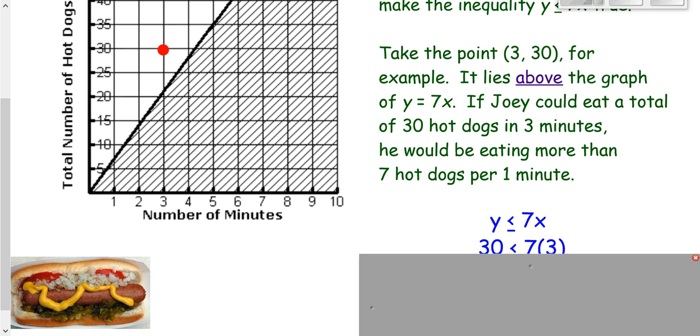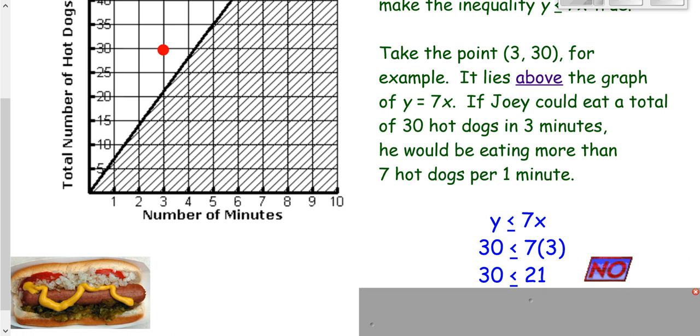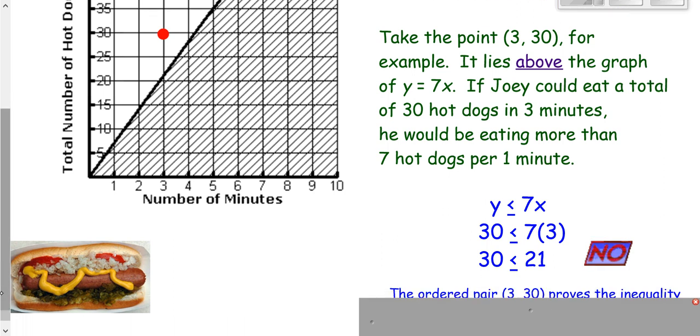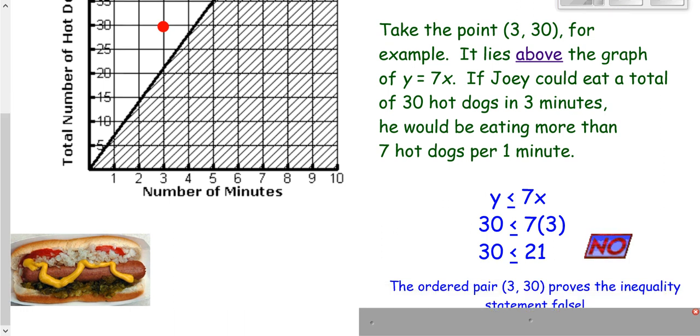y is less than or equal to 7x. So let's plug in our value of 3 minutes and 30 hot dogs. 30 is less than or equal to 21. That is not a true statement. 30 is not less than or equal to 21. So the ordered pair (3, 30) makes the inequality statement false, meaning I'm not going to shade in that region. I'm going to shade in the other region that is present on the graph.